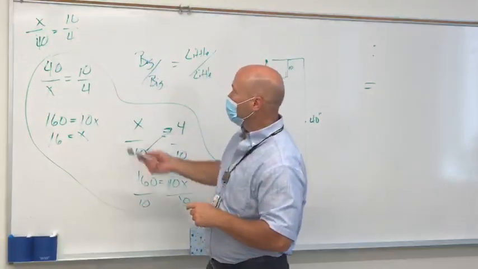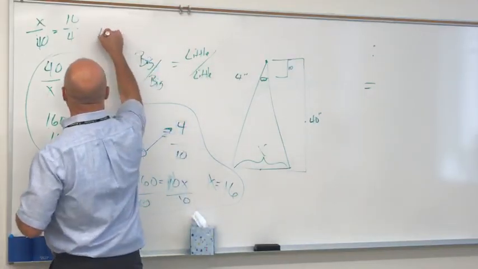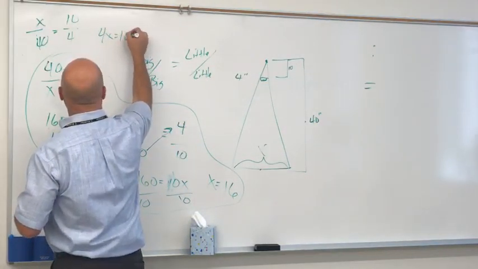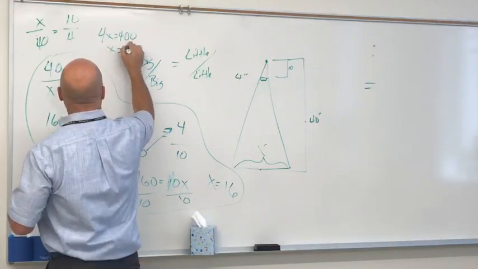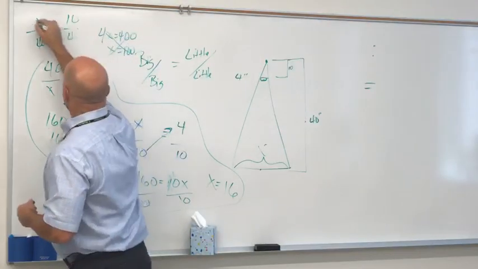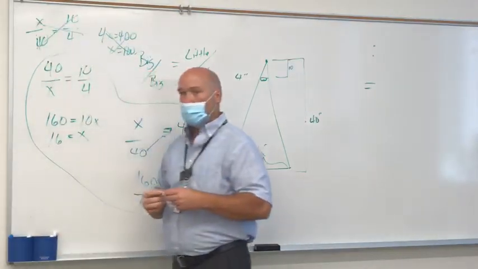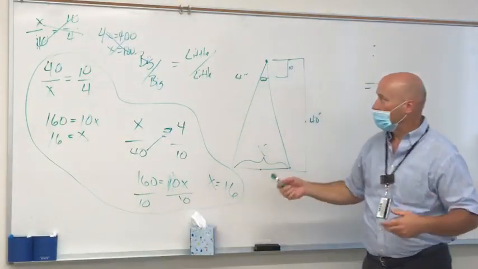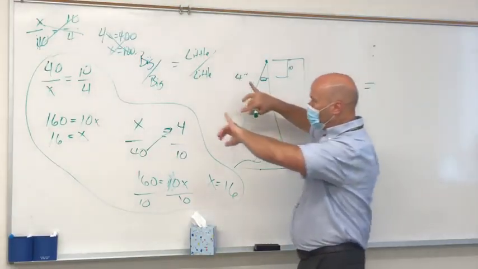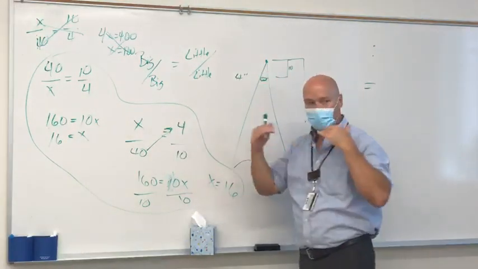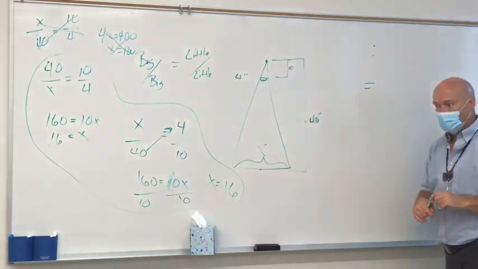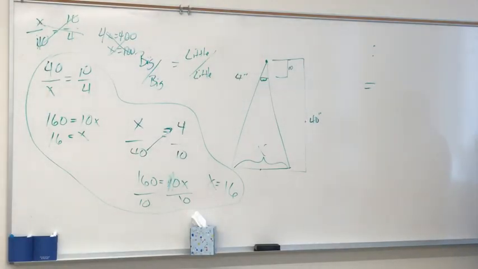No, not by a long shot. You got 4x is equal to 400. X is equal to 100. So make sure that you keep everything across from each other. It doesn't really matter which way you go with your bigs and your littles, as long as you're comparing the like objects across from each other. Does that make sense? So, ratio problems.